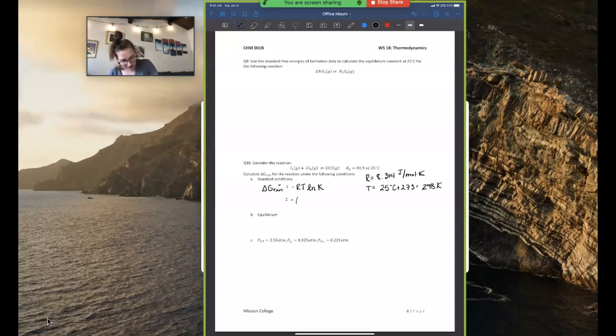So negative 8.314 joules per mole Kelvin. I always like to write the units just to remind myself it's in joules, it's not in kilojoules. And then times 298 Kelvin times natural log of 81.9. And when I solve for that, I get a negative 10,900 joules, rounding already. I divide by 1,000 to get kilojoules, so negative 10.9 kilojoules.